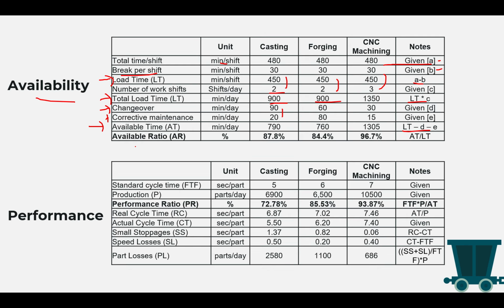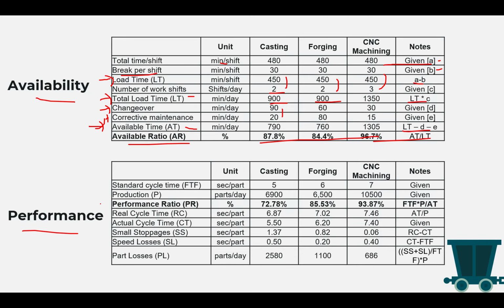And then we can calculate the availability ratio. Basically, the AT, this one, divided by LT, the total load time. Okay. As you can see, for each process, I think the lowest is forging.